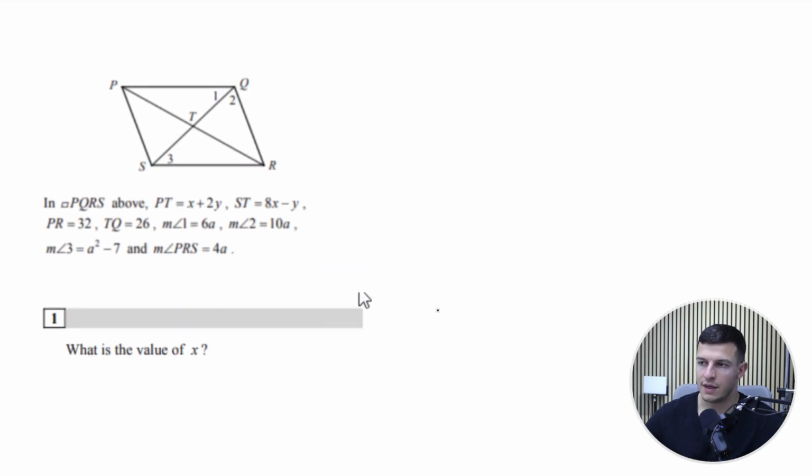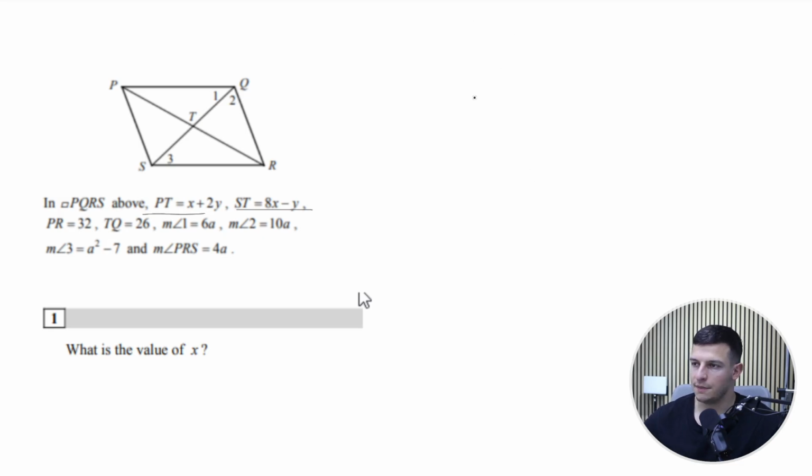In PQRS above, PT is equal to x plus 2y, etc., etc. And what is the value of x? Now, you might ask why there is so much information when we're looking for x. This question has some other parts down there, but we'll get to that. It has, I think, 4 or 5 parts. So, let's forget about angles for now because x seems to be representing a length. Okay, so let's ignore the angle stuff.